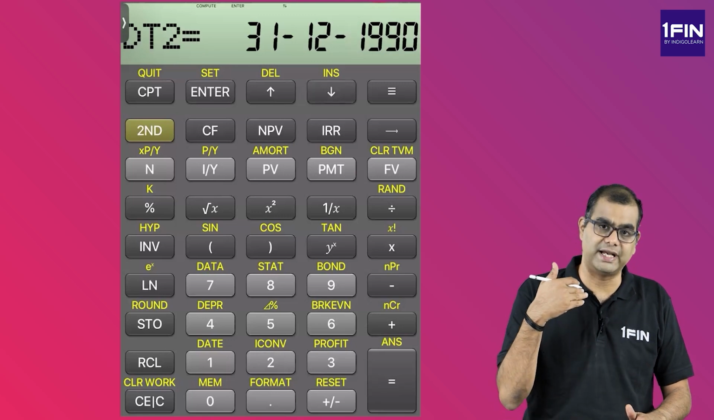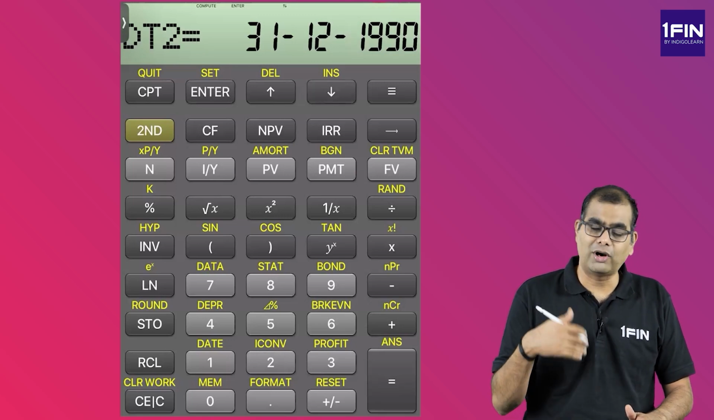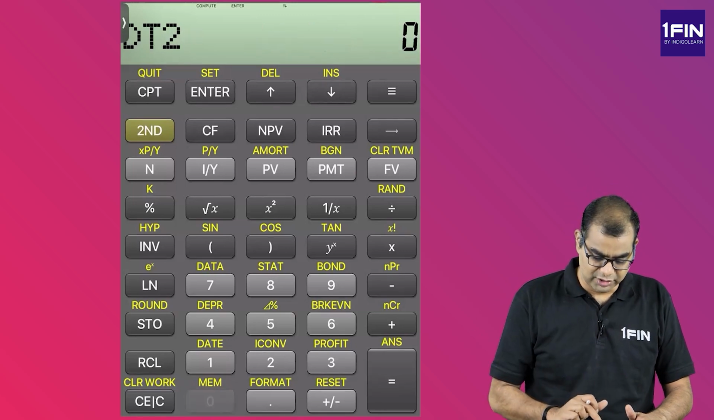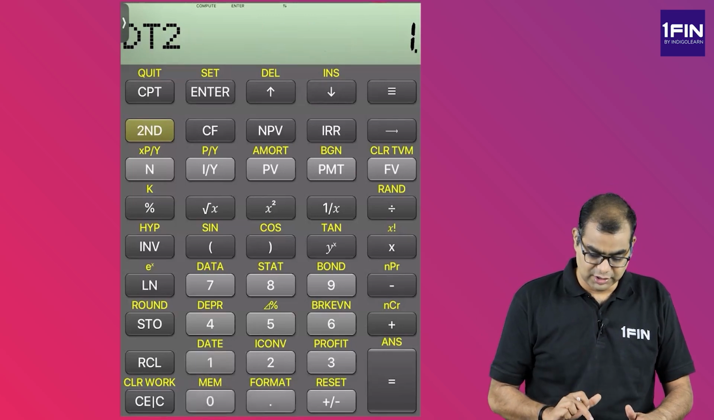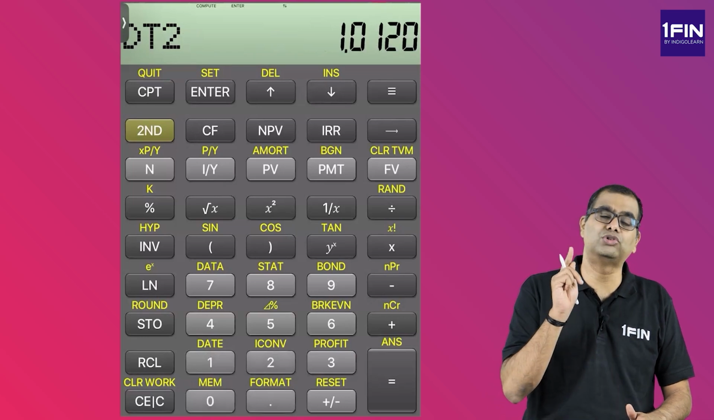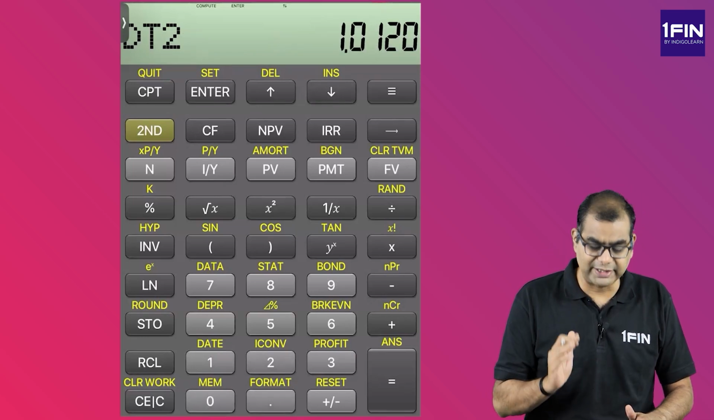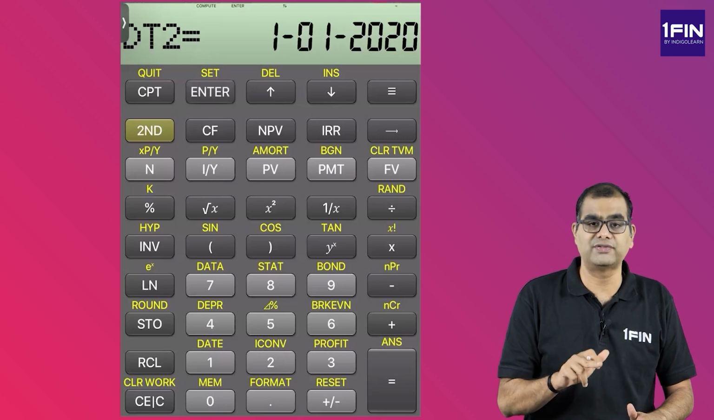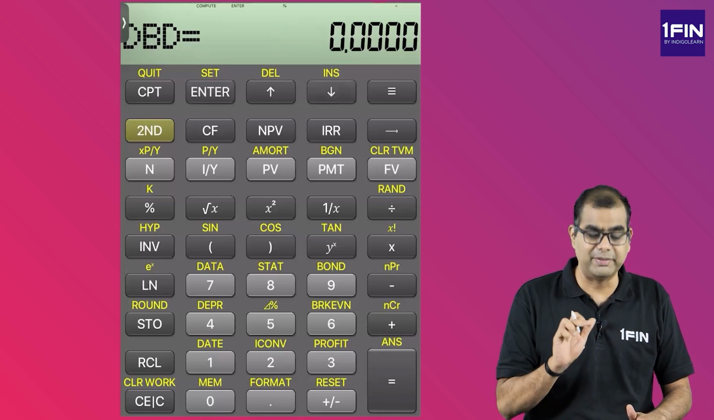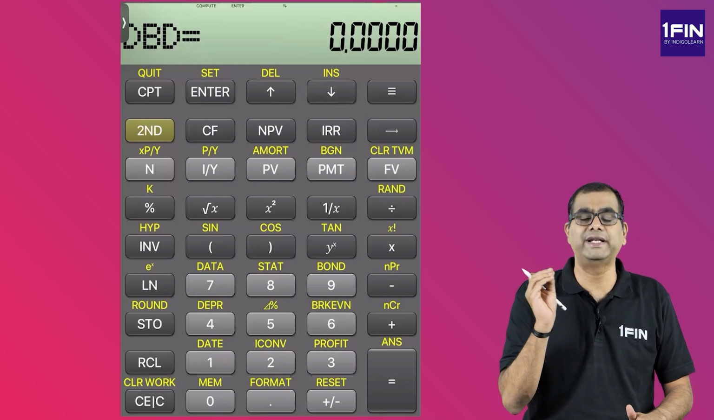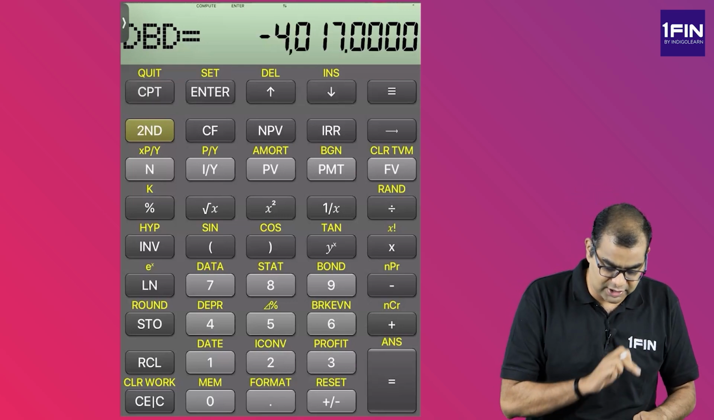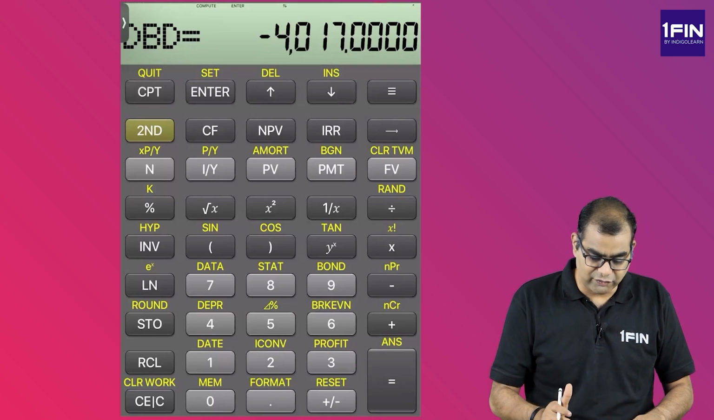Then it asks you what is date 2. What are we trying to find out? I said between 2030 and 2020. So I will give 01.0120, 1st January 2020. So we have entered D2, then press enter, and it will show you 1st Jan 2020. Then you come down, press the down arrow, it says DBD. DBD is days between dates. So we have given 2 dates. What are the days between these 2 dates? And you press compute. It is showing 4017.